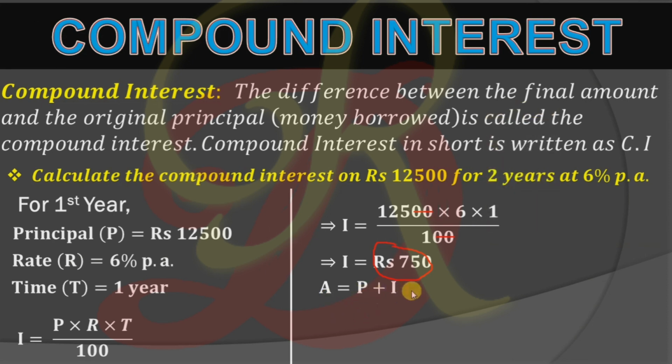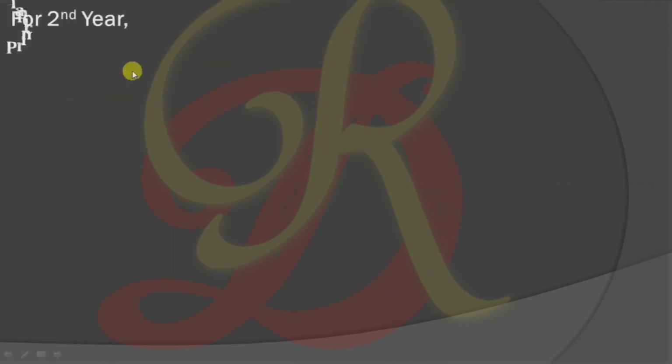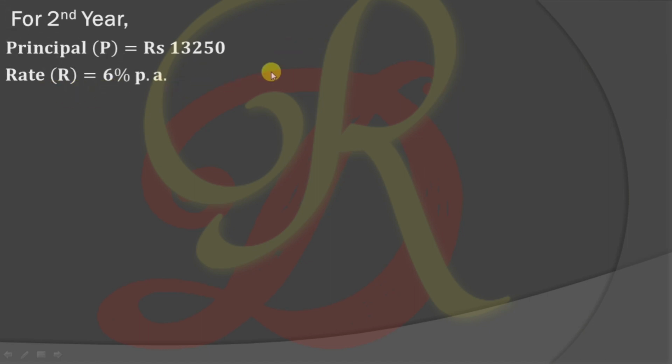Now we'll calculate the amount. Amount is equal to principal plus interest. Here principal is equal to 12,500 plus interest is 750. When I add this, I'll get rupees 13,250. That means the amount at the end of the first year is 13,250. Now this amount, 13,250, becomes the principal for the second year. So principal for the second year is 13,250. Rate is the same, 6% per annum. Time is 1 year. This is for the second year.